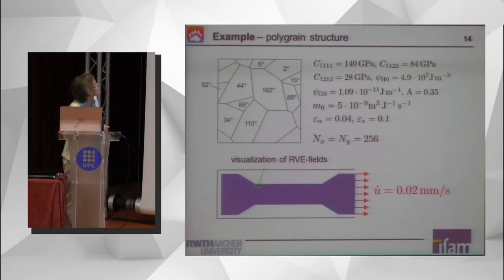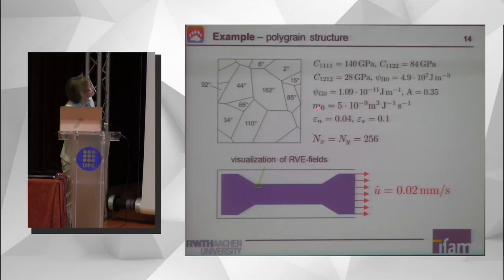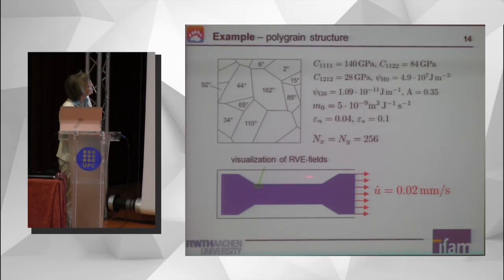Then we studied a polygrain structure. You see here the material parameters, here the elasticity constants. Then these three parameters concern the interface part of the strain energy density. Then we have the mobility, and also the two parameters for the residual strain. And these numbers refer to the number of sample points for the Fourier space. So you see here the specimen, quite classical still. The lines indicate that the displacements perpendicular to them are 0.